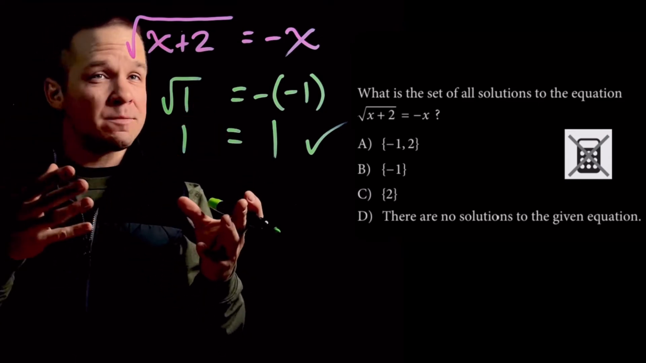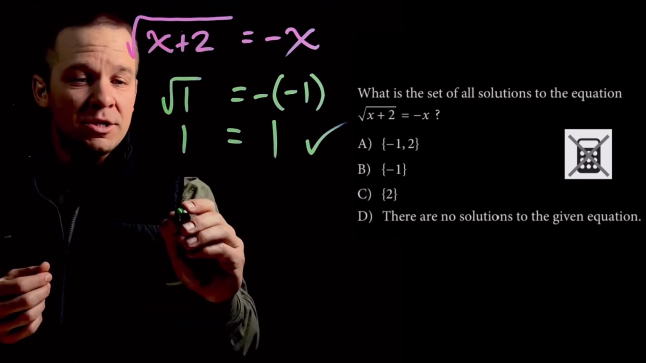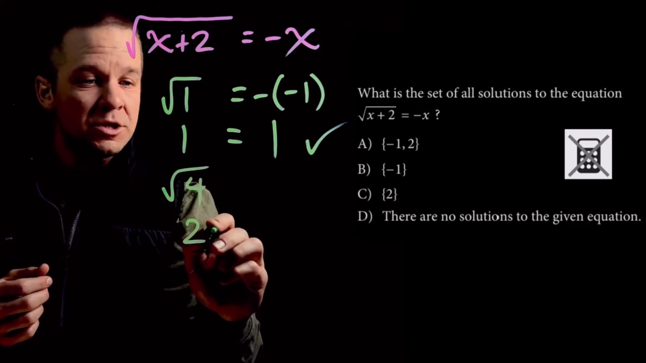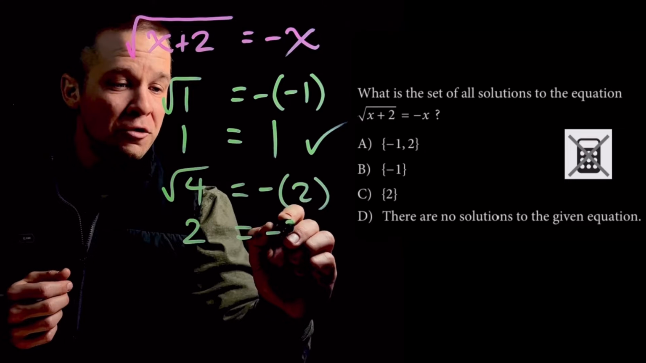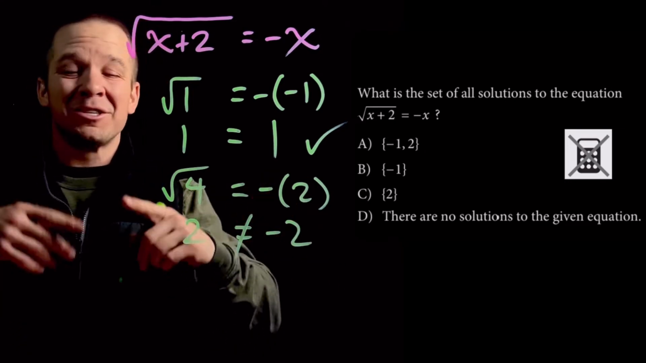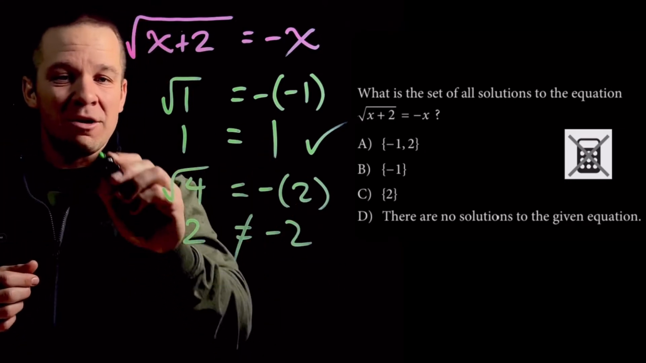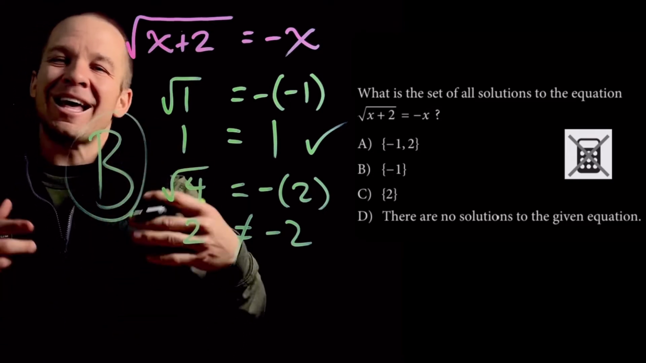How about 2? That's my only other option here, right? Well, if I plug 2 in, I'm going to have the square root of 4, which equals 2. And on the right-hand side, I'm going to have negative 2. Well, I know for sure that negative 2 does not equal positive 2, so that ain't going to work. So my only answer here is going to be B. Boom, diggity. That's it. We're done, dogs.